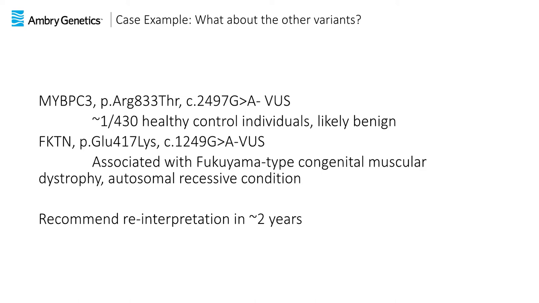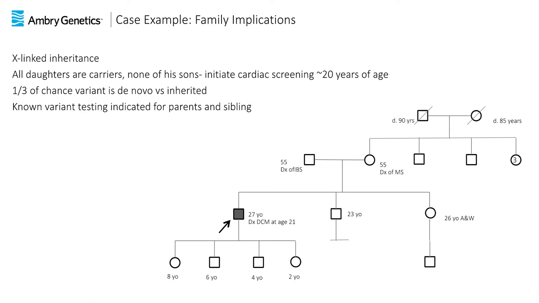So what are the family implications of this particular variant? Unlike most forms of familial dilated cardiomyopathy, this is inherited in an X-linked pattern as opposed to autosomal dominant. That means that all of his daughters must be carriers of this deletion. He's a male, he has an X and a Y chromosome. We know that his only X chromosome includes this deletion of the DMD gene. Thus, in order for him to have a daughter, that's the only X chromosome he can pass on. And likewise for his sons, we know he's passing on his Y chromosome, so none of his sons will be carriers of this deletion.